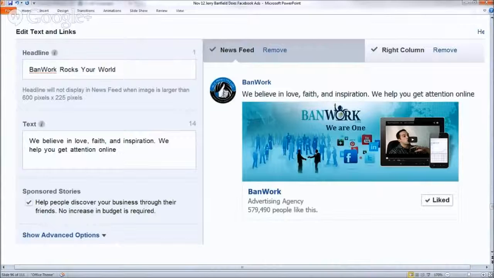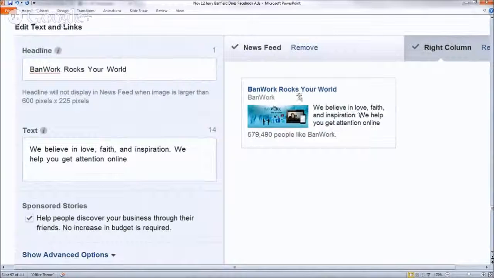So your headline is a great chance to stand out unless you're in the news feed, in which case it's not even there. So it's important, if you have a key headline you want to use, you may need to remove the news feed ad. For the text ad, you can see in the news feed this pops up. For the right-hand column, you'll see the headline's here, and the text is right here.